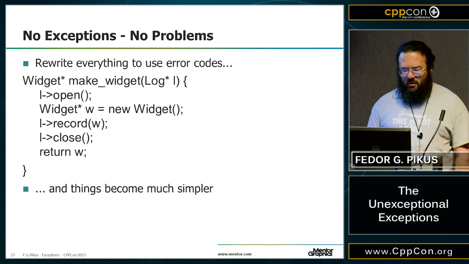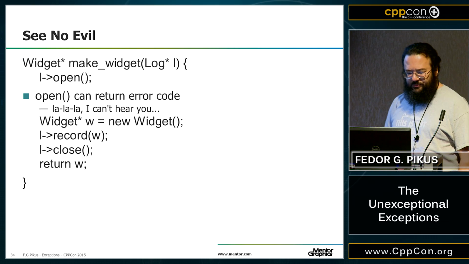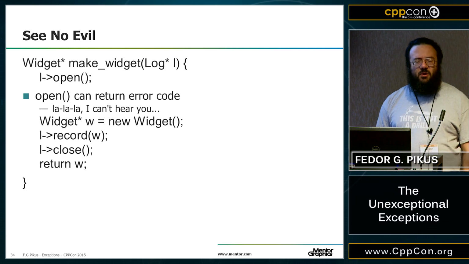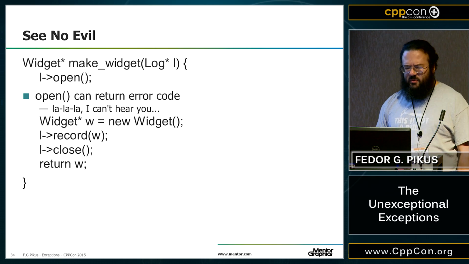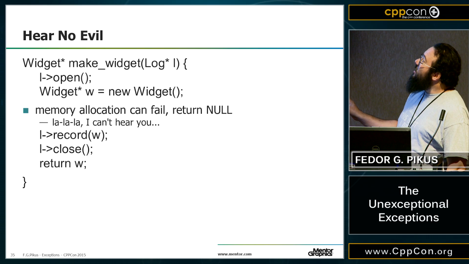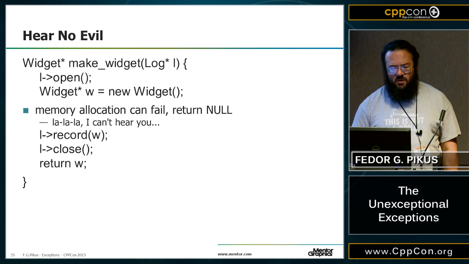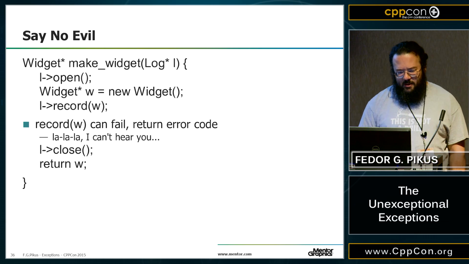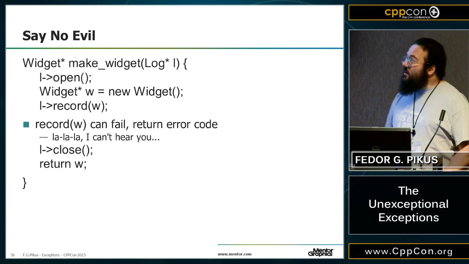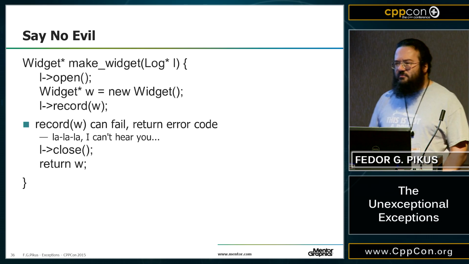Return codes are much better. Let's say that everything here uses return codes. Open returns a return code, just like a printf. Never happens, ignore it. A new expression can return null. Nah, probably wouldn't happen, never mind. A record can fail, return an error code. Probably won't.